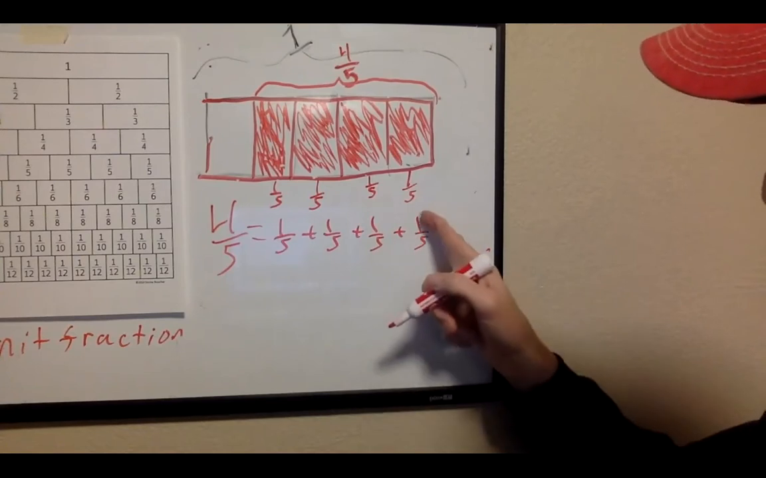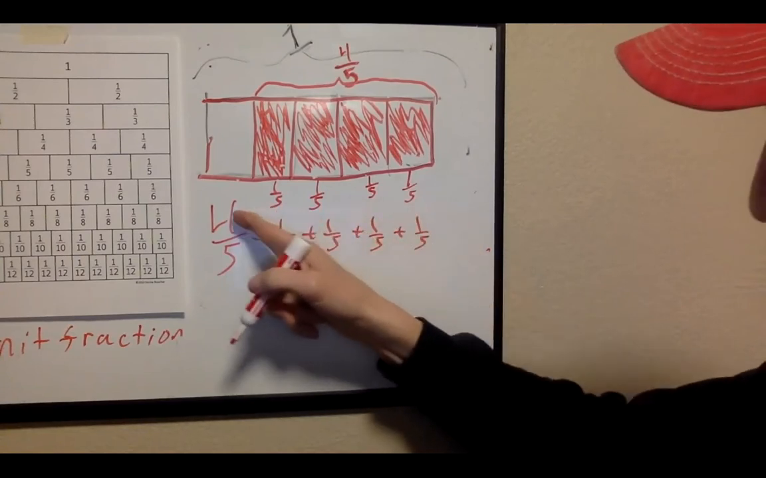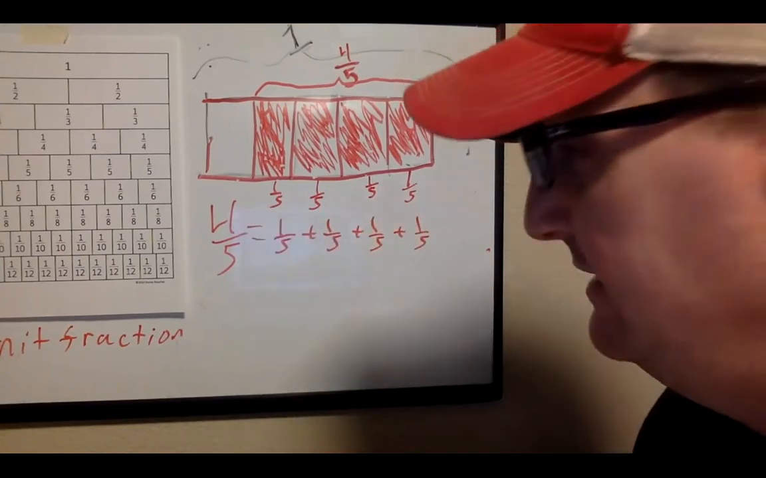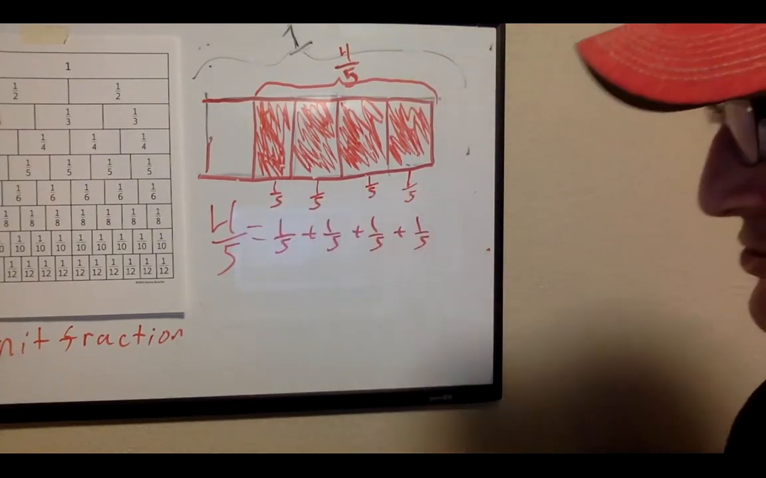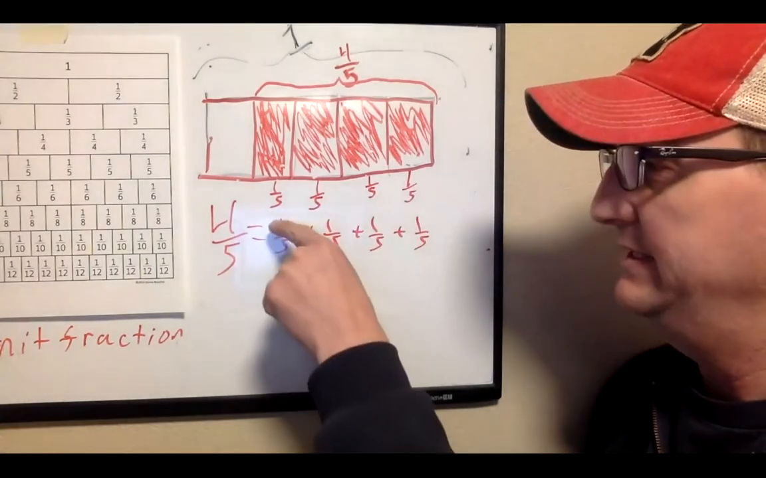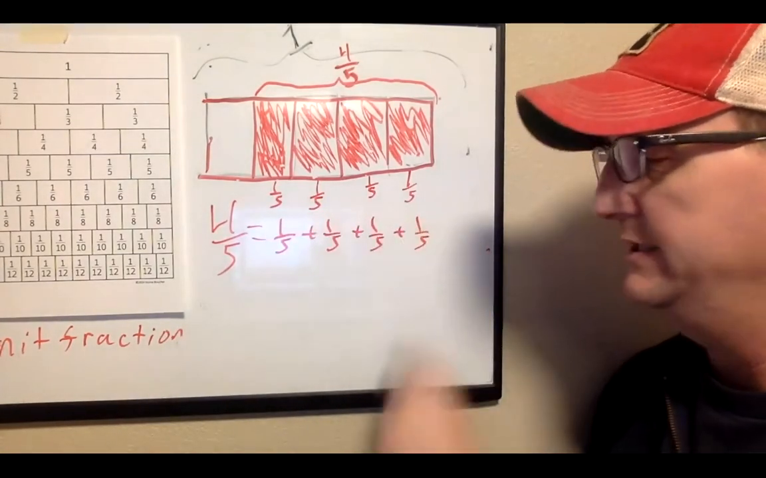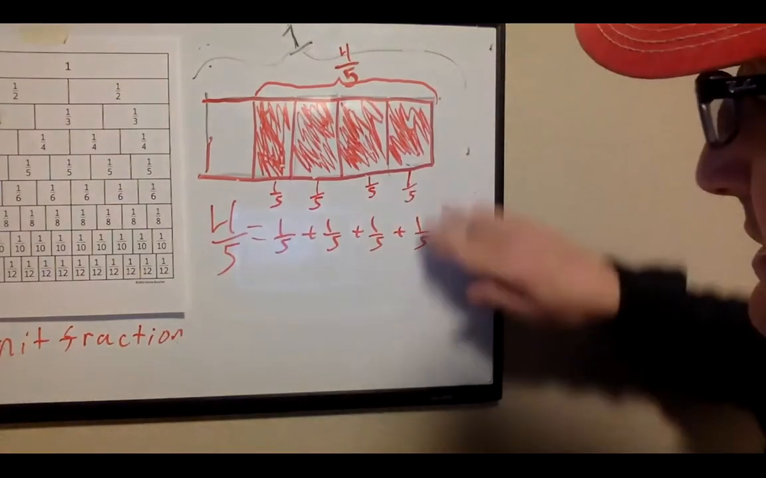And again, 1 plus 1 plus 1 plus 1 equals 4, right? And the denominator stays the same. So that's one way we can decompose it into its unit fractions. Remember, where every fraction just has a numerator of 1. Well, let's look at another way we could do it.